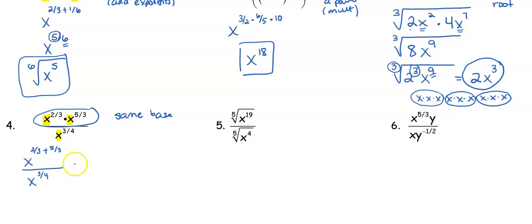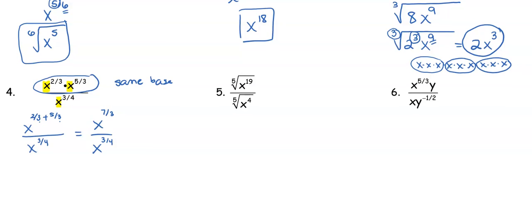So when I add those exponents, 2/3 and 5/3, we can do that by hand because it already has a common denominator. We get 7/3. We still have that common denominator of x on top and bottom. Since we're dividing the like bases, that means that we are going to subtract the exponent 7/3 minus 3/4. 7/3 minus 3/4, again, use your calculator. It's going to be 19/12.